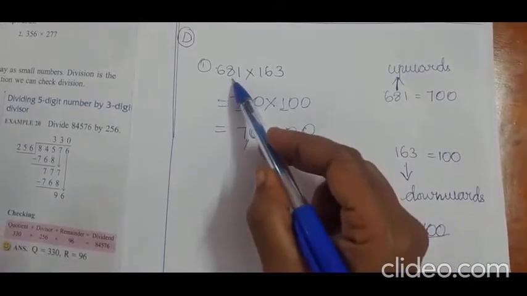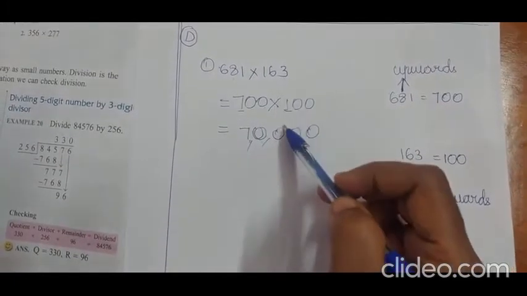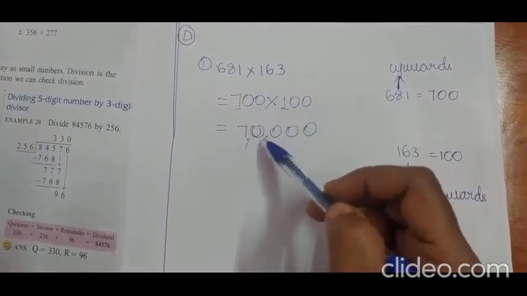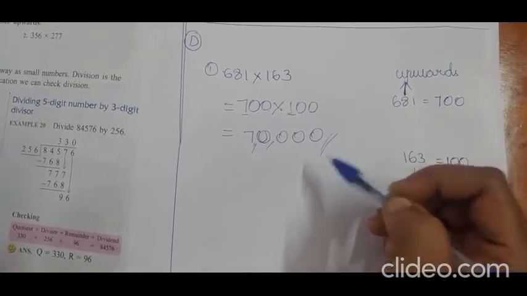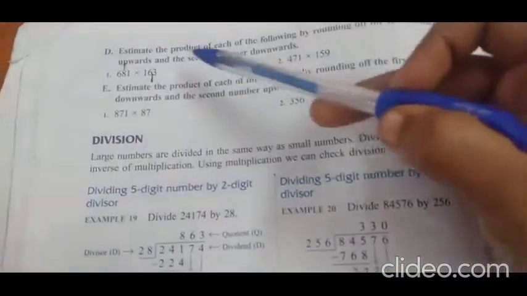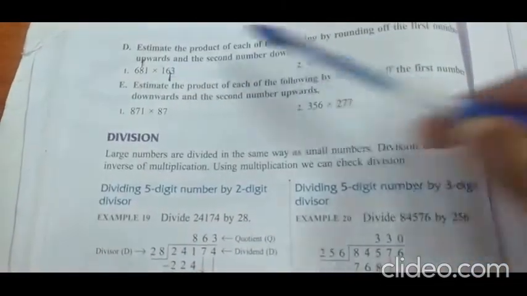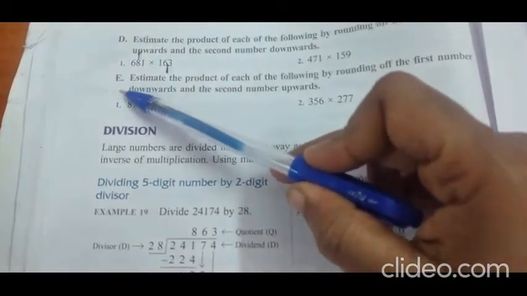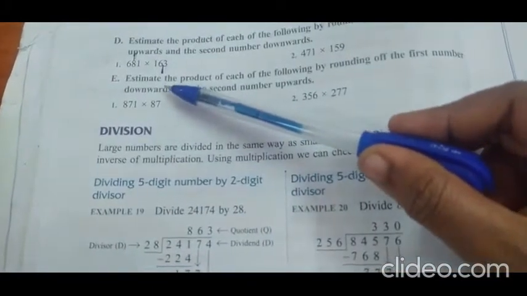First number count upward and make it round. Second number count downward and make it round off. And the round off numbers on both sides we have to multiply and get the answer. See here students, now we finished section D. 2 sums are there, one I did for you. In section E, 3.3 section E, we will read the question.